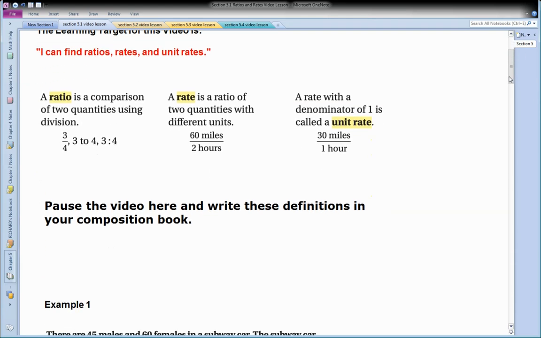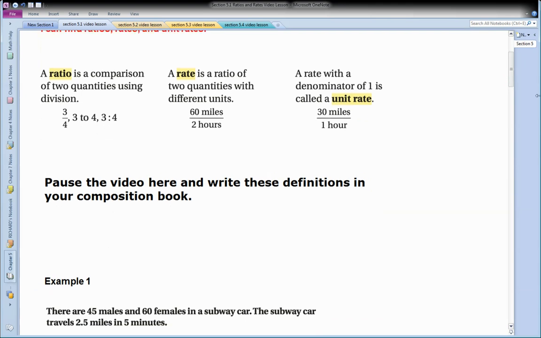So let's get started. This is a review, a ratio. What is a ratio? Well, a ratio is a comparison of two quantities using division, and here are some examples of ratios, how you can write them.